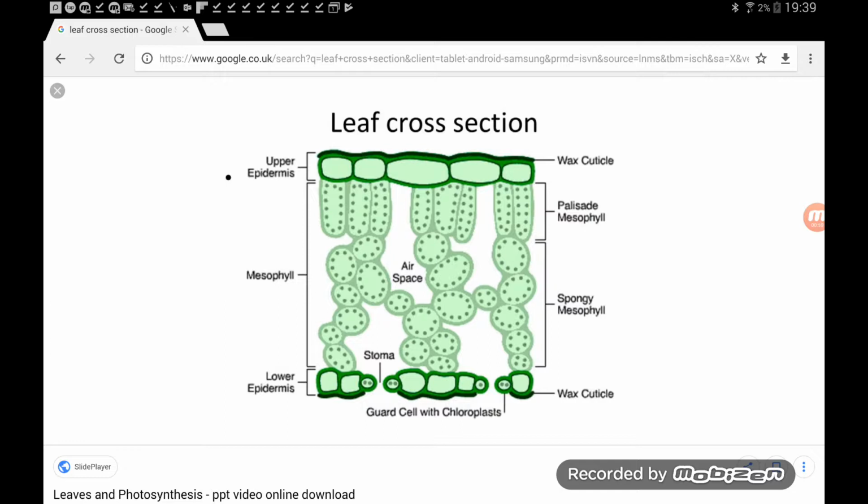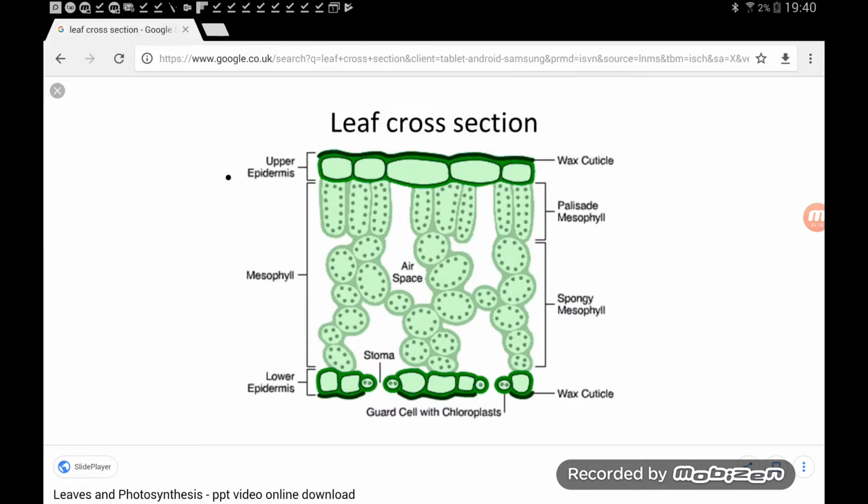And then we come down to the lower epidermis, where we have guard cells which control the stomata, which are pores in the bottom of the leaf in order for carbon dioxide to diffuse in. So in photosynthesis, which is all about what the leaf is about, it's carbon dioxide plus water with light goes to glucose plus oxygen. The leaf then is a machine for doing photosynthesis.